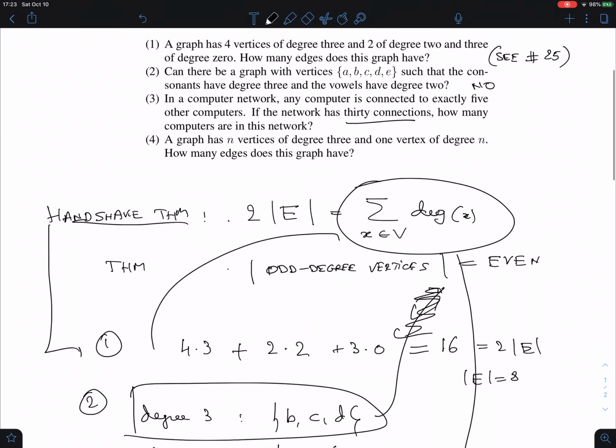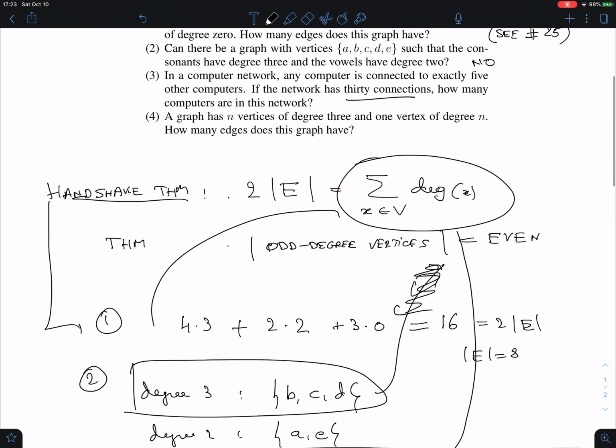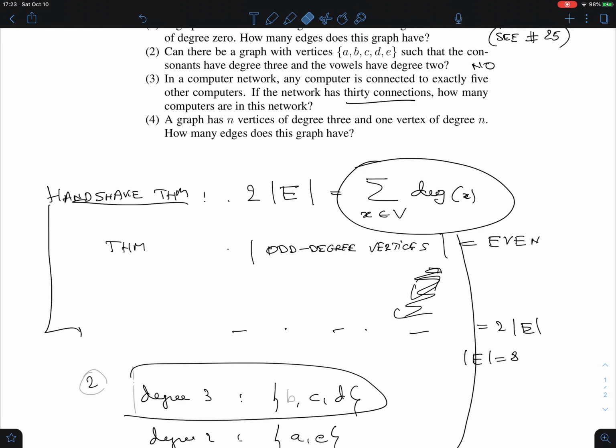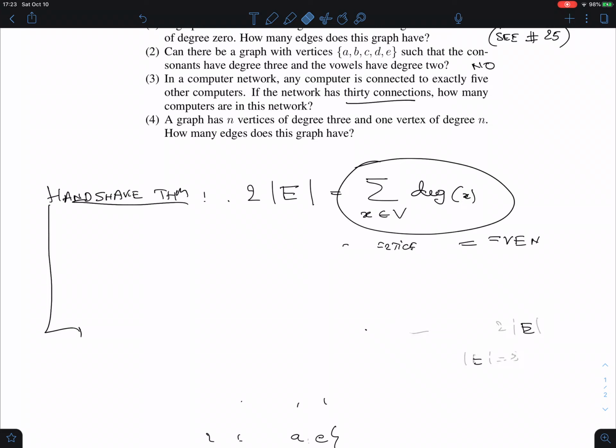And then 4. A graph has n vertices of degree 3 and 1 vertex of degree n. Again, you could say, I don't believe that exists. I'll show you. How many edges does this graph have? Okay, so let's look at this now. Again, we are calculating the same quantity, and for the sake of not having to scroll down all the time, let me solve it here. I don't need this anymore, so I'm going to erase it. It's the last question, right?